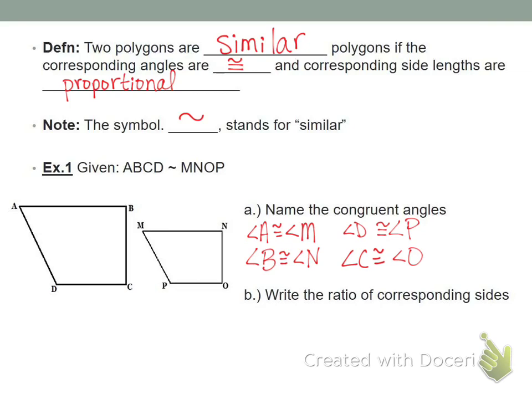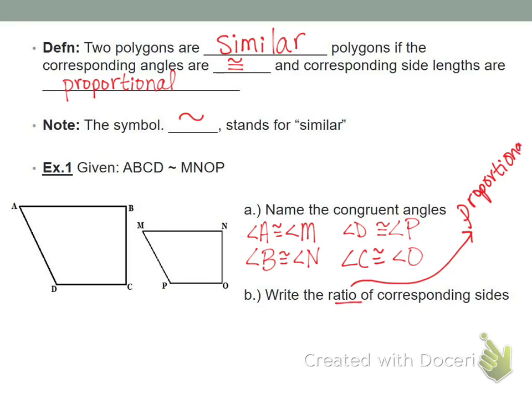Questions about the angles? That part should be easy because it is just like when we did congruent figures. Write the ratio of corresponding sides. One side note I want to make about this is that this ratio, and I'll write it off to the side here, it's called a proportionality statement.